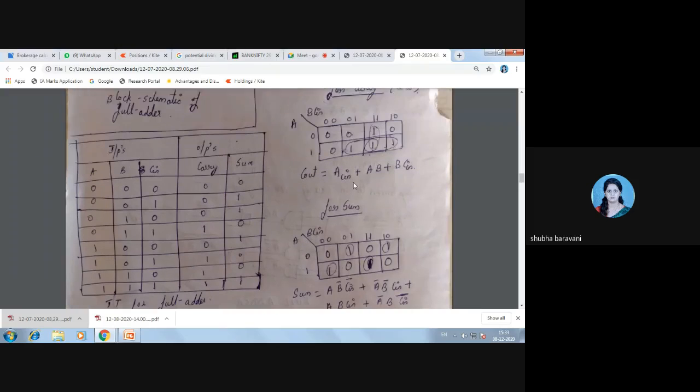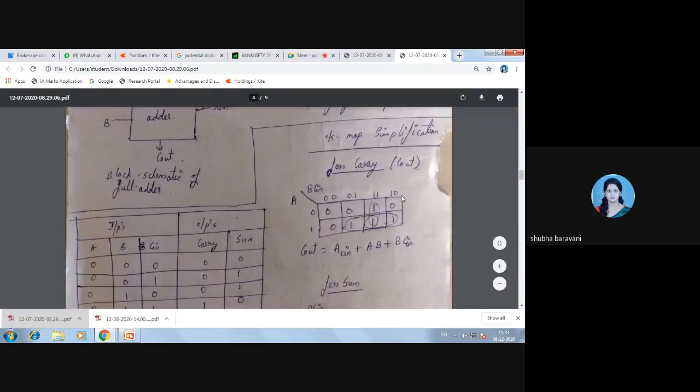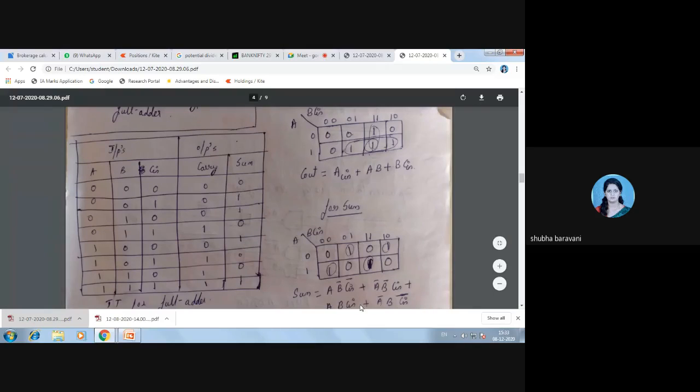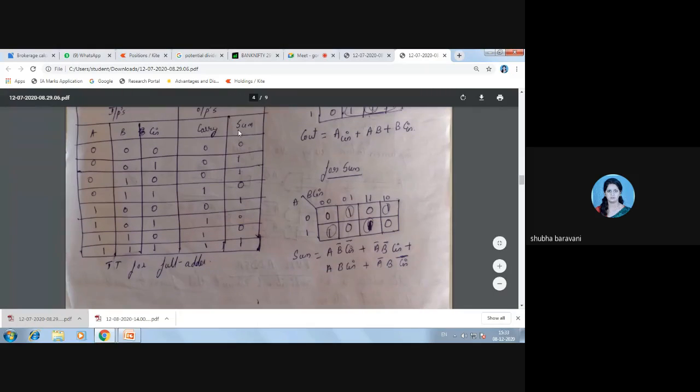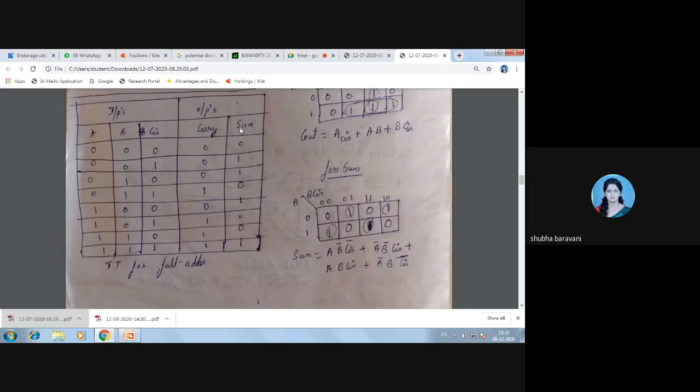Okay. So see, this is a K map for carry, one of the outputs, C out, and this is the K map for another output, which is sum. Okay, so there are two outputs. One is the K map for C out, one is the K map for sum.